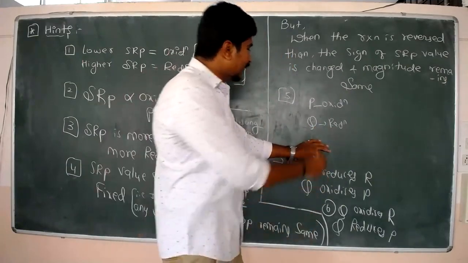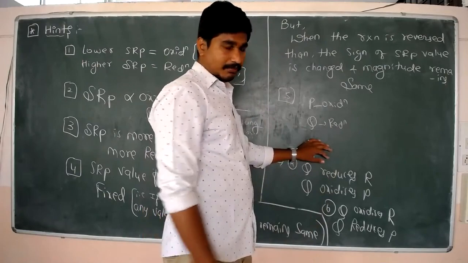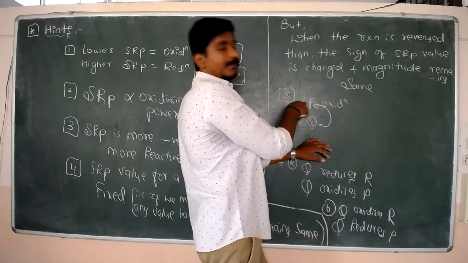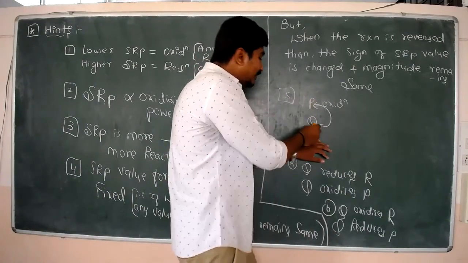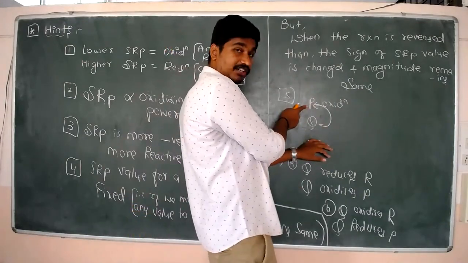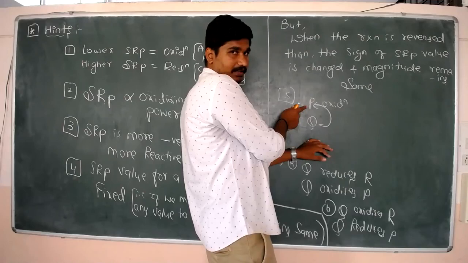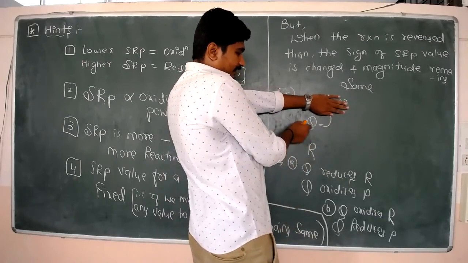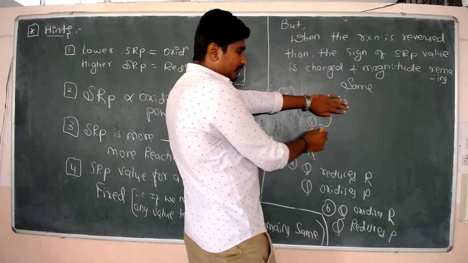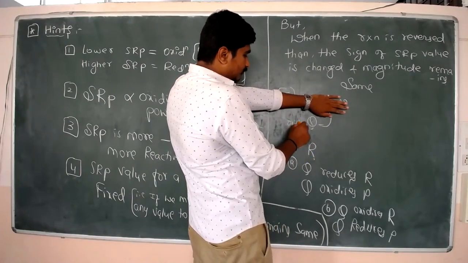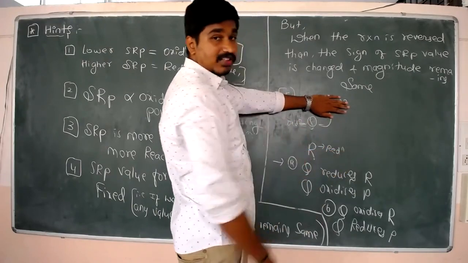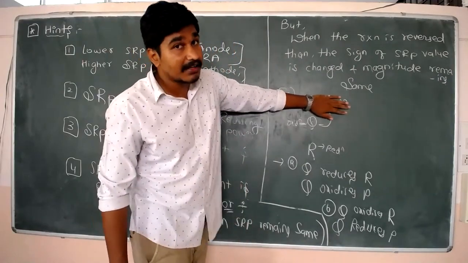Q undergoing reduction means it is oxidizing P. Q oxidizes P. Q itself undergoes reduction, whereas it is oxidizing P. Now, if only these two elements, Q and R, are there, then Q is having lower SRP, therefore it undergoes oxidation, whereas R undergoes reduction because R is having higher SRP.